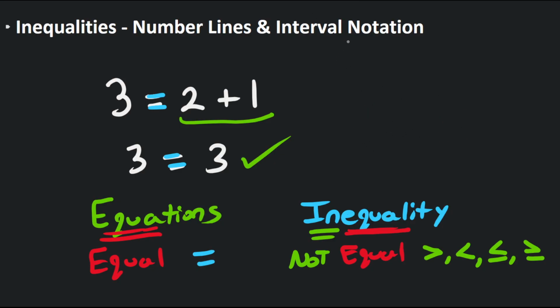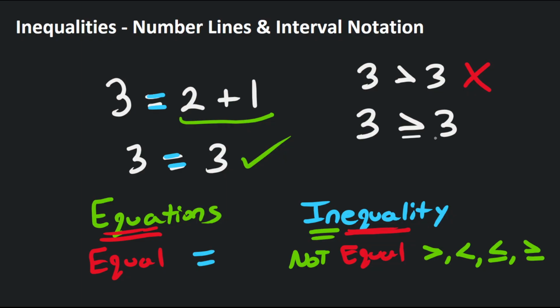So if we write 3 is greater than 3, again, this is false. 3 is not greater than 3. 3 isn't bigger than 3. 3 is the same as 3, so this is false. But what if I write instead 3 is greater than or equal to 3? Well, it's not greater than, but it is equal to, so this is true. And that's the main difference right there.